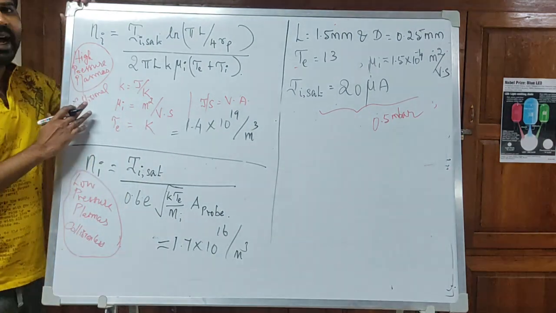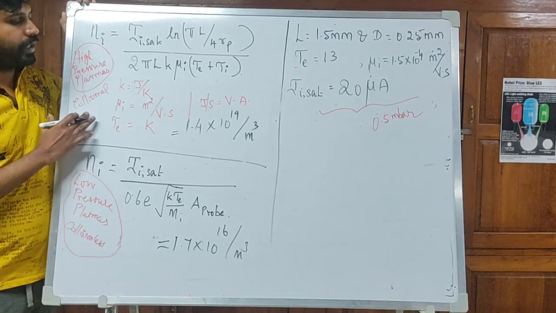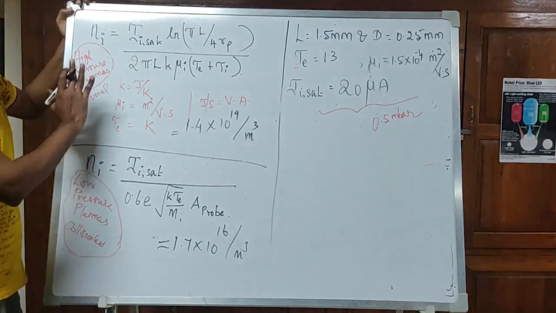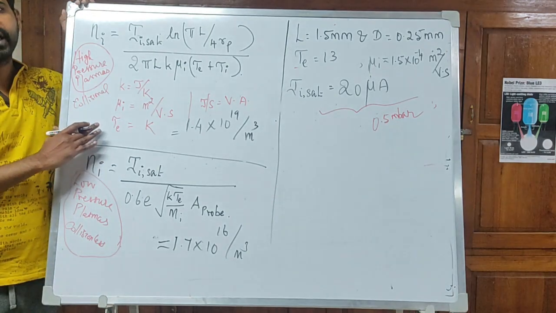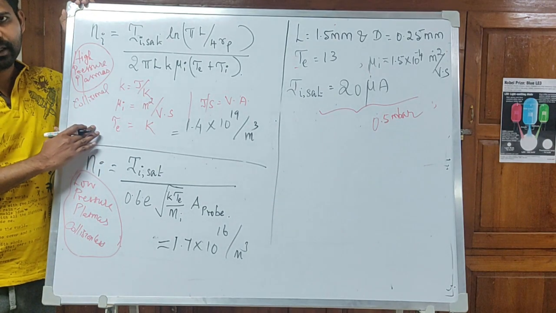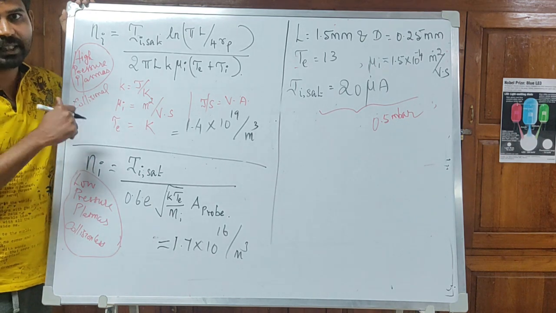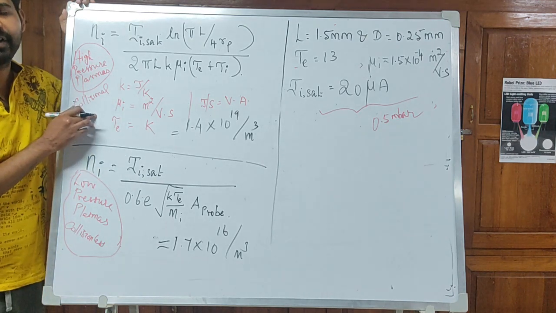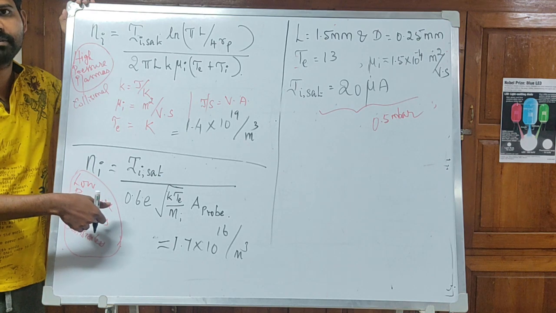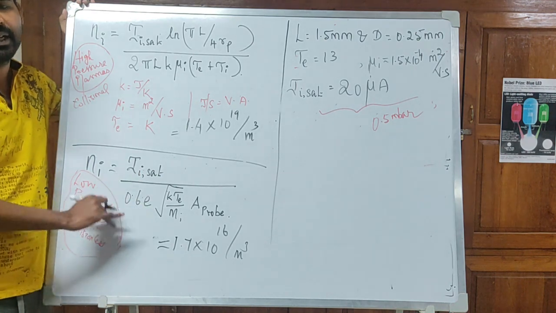As far as the probe theory is concerned, it is broadly classified into collisional and collisionless. Now, if we take an IV curve for a high pressure plasma, then to extract the parameters we have to use a collisional probe theory. And if we take an IV curve for a low pressure plasma, we can use a collisionless theory.